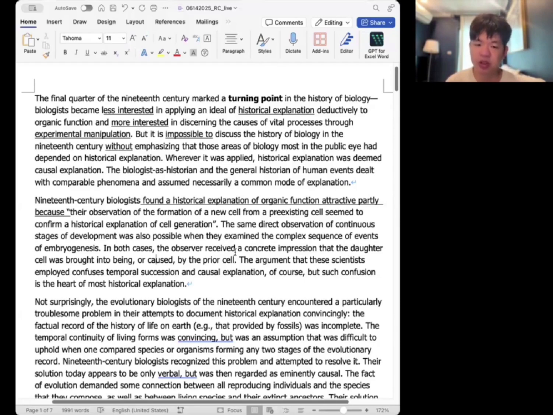And also explanation, of course. But such confusion is at the heart of most historical explanations. Now, what do we see happening here? The tone seems to become a bit critical, doesn't it? Why? Because we see a very important word here, confuse. Confuse means to mix up or to blur distinctions, right? So when we talk about confusion, we often refer to it as a conceptual fallacy or equivocation. In other words, you're mixing up two concepts and not distinguishing them clearly. Therefore, this sentence could very well be a criticism from the author. He's saying that although scholars at the time claimed, based on my observations, I believe this can be explained historically, the author thinks that's not necessarily the case. It's possible that you're confusing two different things, specifically temporal continuity.